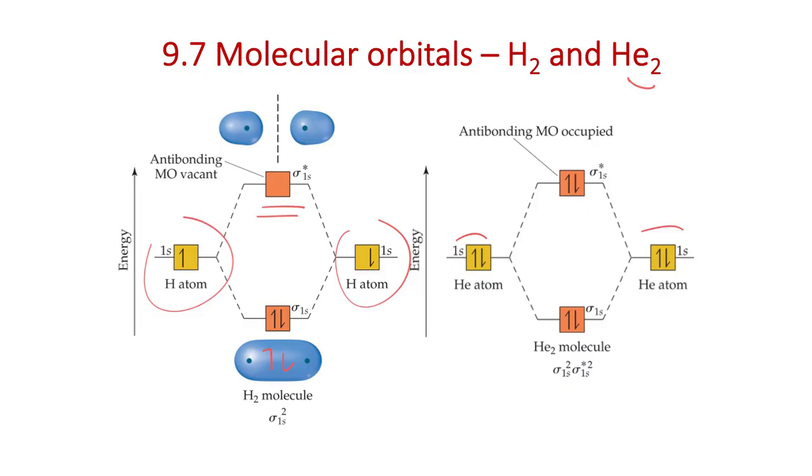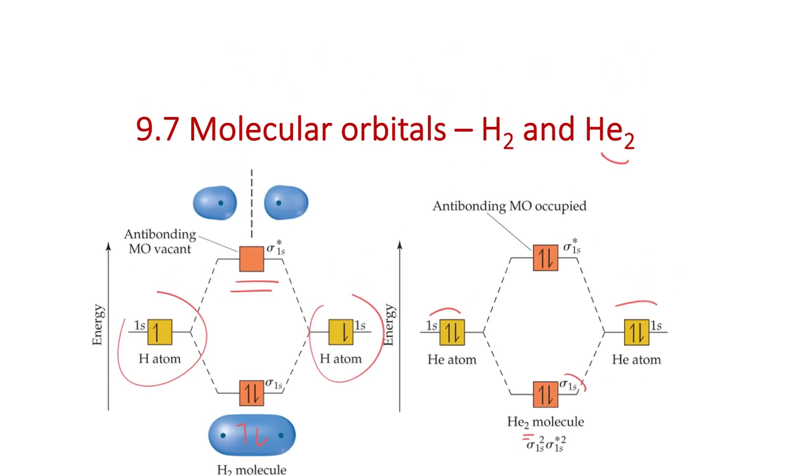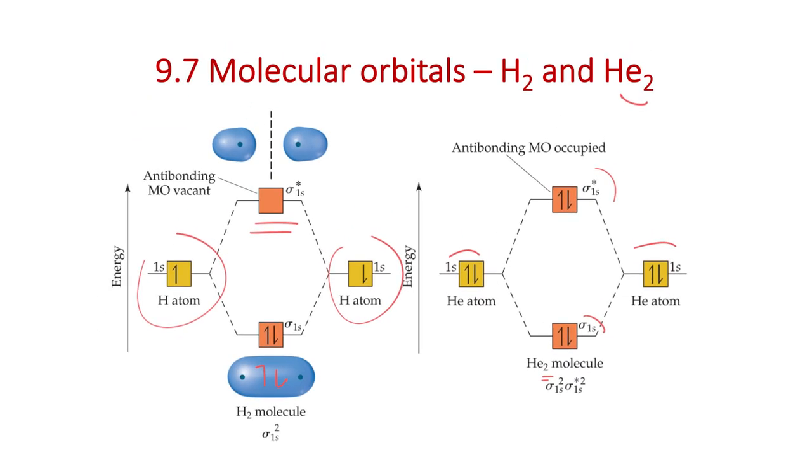In the case of He2, if it were to make a bond, it would have to put 2 electrons into the sigma 1s, but then 2 electrons into that destabilized sigma star, the antibonding orbital. So the antibonding orbital would have to take 2 electrons for He2. Now, the answer is there's no net stability.